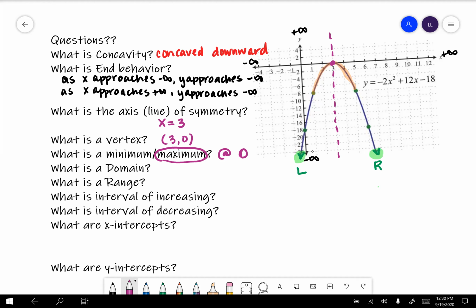Good job in finding the axis of symmetry, vertex, determining whether it's a minimum or maximum, and determining what value is the minimum or maximum value.